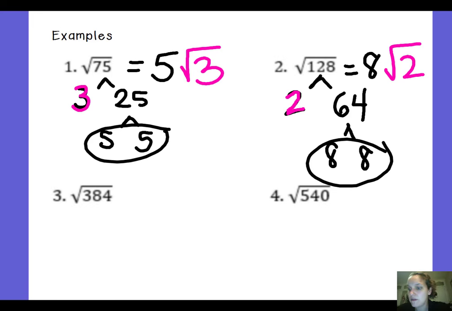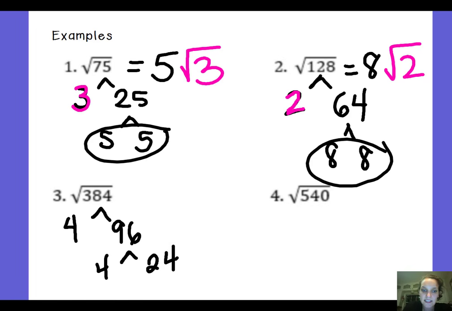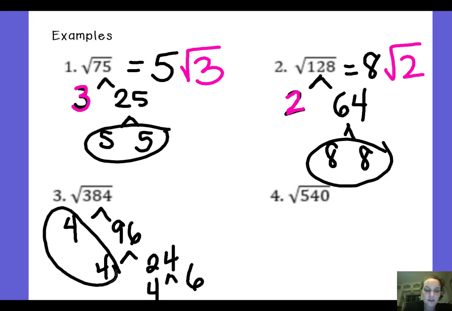Okay, 384. Woof, they're getting bigger. 384, if it's divisible by 2, is 192. But maybe it's divisible by 4. So 384 divided by 4 is 96. Okay, we'll go with that. And then I'm going to break 96 down. Let's see if 4 goes into 96. Aha, it does. 4 times 24 is 96. And then 24 is 4 times 6. Okay, so I'm going to go ahead and circle a pair of 4s. And then I'm going to take that 4 out.